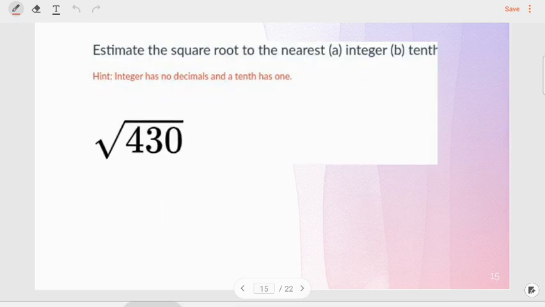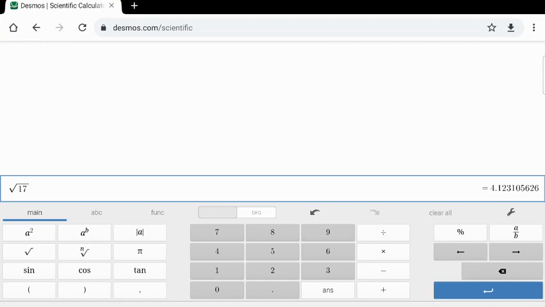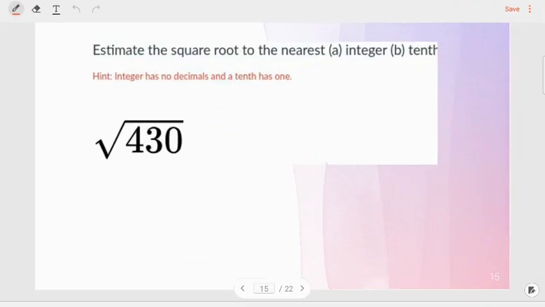Let's look at a different example. Square root of 430. Clear. Square root of 430. 20.736, and it keeps on going. So nearest integer, I am interested in whether it is closest to 20 or 21. That 7 is above that halfway threshold, so it is closer to 21.